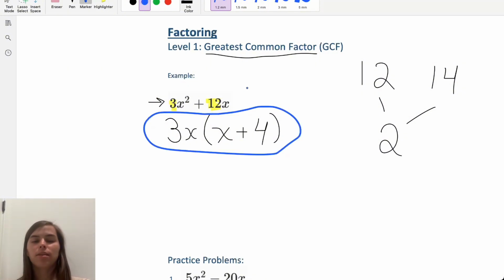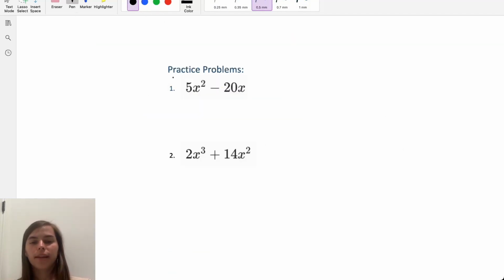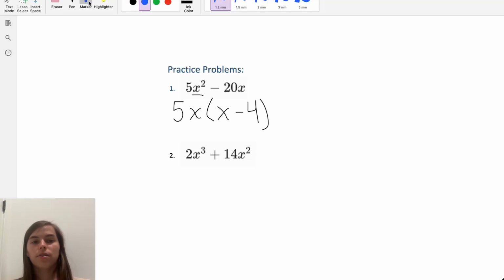So now that we've got the main concept down, let's try a few practice problems with this type. So for our first practice problem here, again, let's look at the numbers first. So 5 and 20. What number can both go into 5 and 20? That is 5. And again, both of them have an x, so let's take an x. Now we can't take an x squared out, even though this first one has x squared, because the second one does not have a square there. There's only one x instead of two x's. So anyway, what do we multiply by 5x to get 5x squared? That'd be x. What do we multiply by 5x to get negative 20x? That's minus 4. And there's our final answer, our final factored expression.